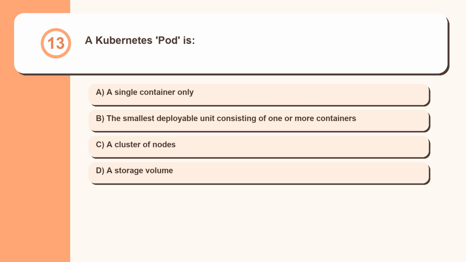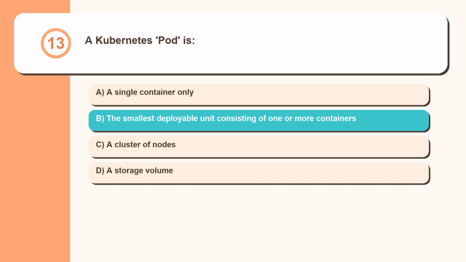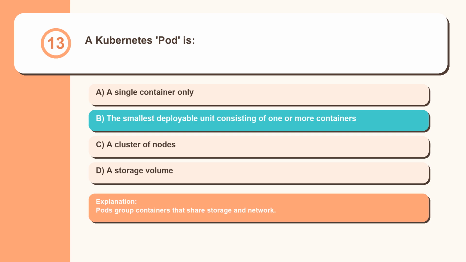Question 13. A Kubernetes pod is: a single container only, the smallest deployable unit consisting of one or more containers, a cluster of nodes, a storage volume. Pods group containers that share storage and network.